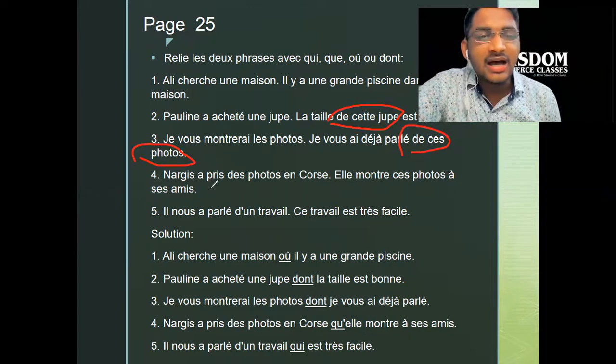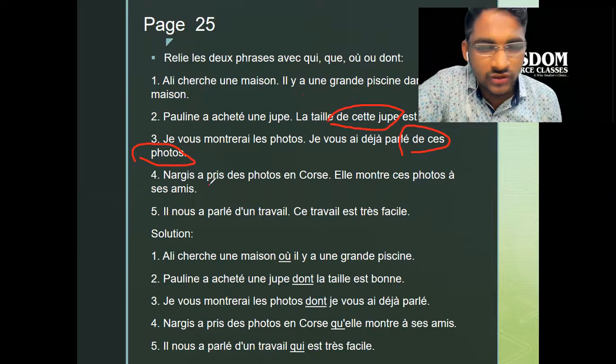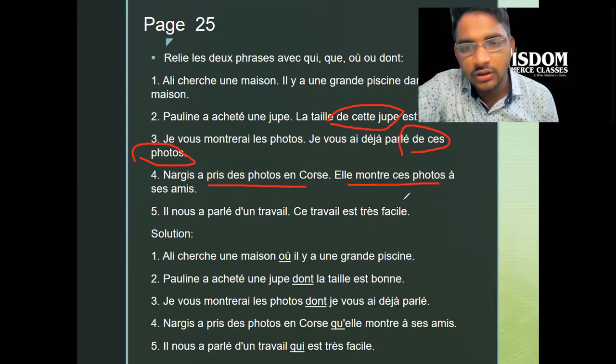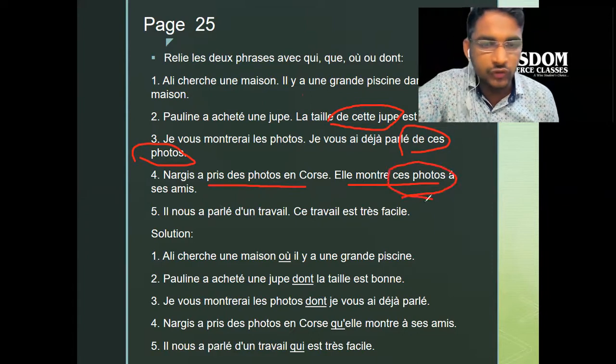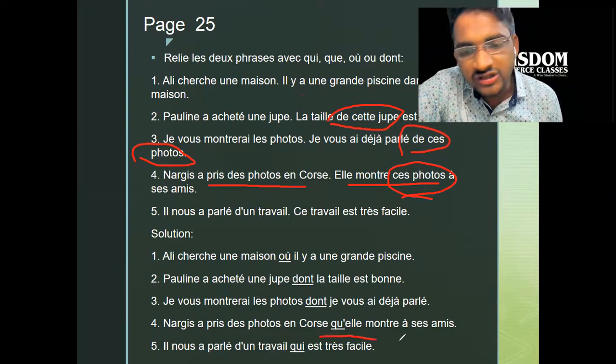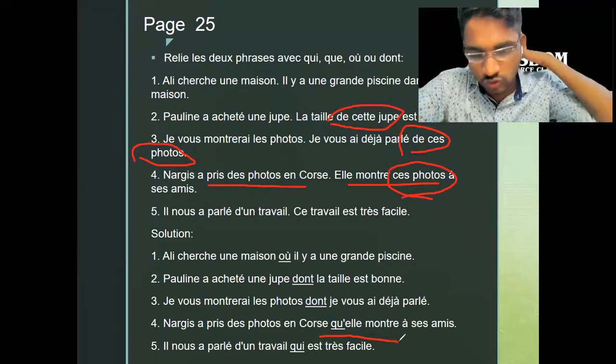Fourth one, Nargis appreciated the photo of course. Nargis took some photos in Corsica and she shows these photos to her friends. तो इसमें कॉमन क्या है, these photos. So Nargis took some photos in Corsica which she is showing to her friends.